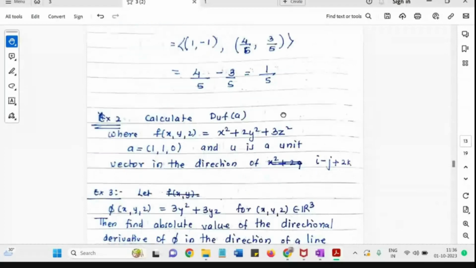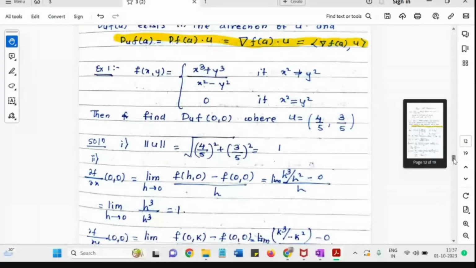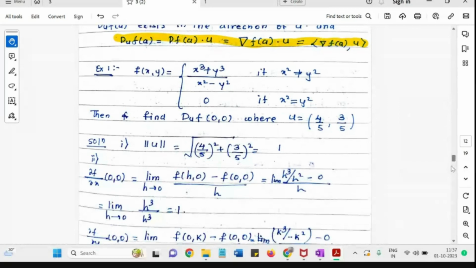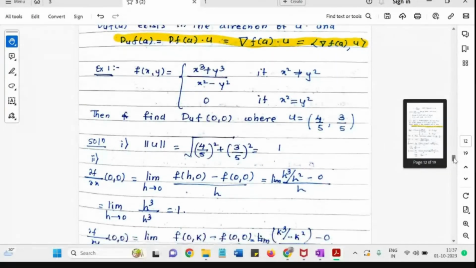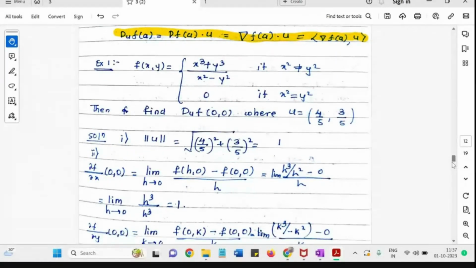Ma'am, in this question, we have to check that the function is differentiable. Then only can we apply this, no? In this example one, we have to check the function is differentiable first. Yeah, in this case, I'm assuming it is differentiable. I avoided doing that part. I was in a hurry to demonstrate the formula, but one can check.